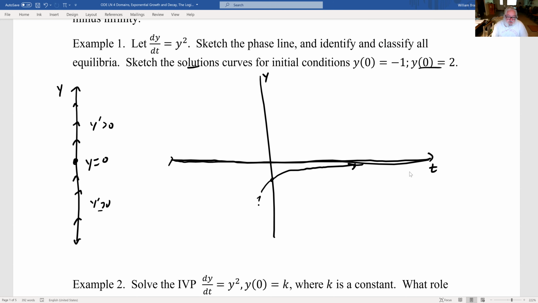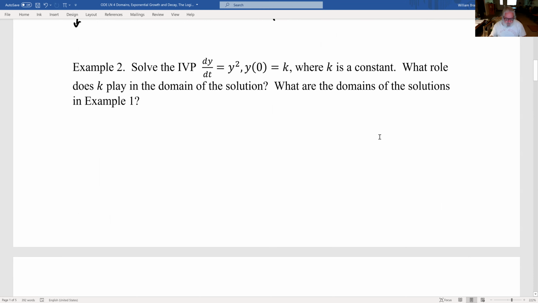Likewise, if we take y of 0 equals 2, that's up here, so we're starting up here somewhere on the phase line. We know in backwards time it's coming from y equals 0, and in forward time it goes up, but we don't know what happens. Does it exist for all time as it goes up to infinity, or does it hit a vertical asymptote and suddenly shoot straight up? You can't tell from the differential equation, right? So you actually have to solve it. And this is one that we can solve. It's separable, and it's nicely separable.